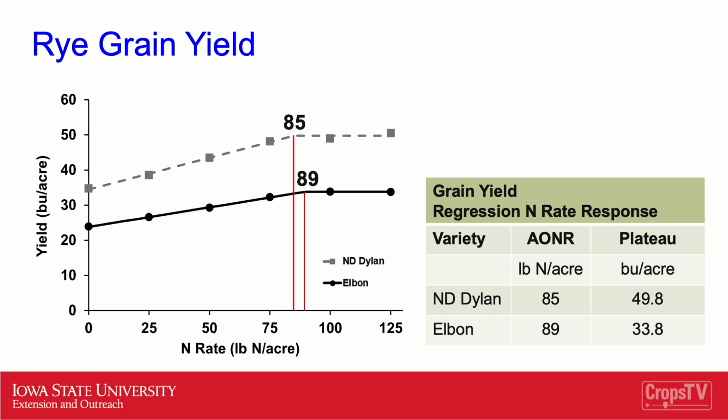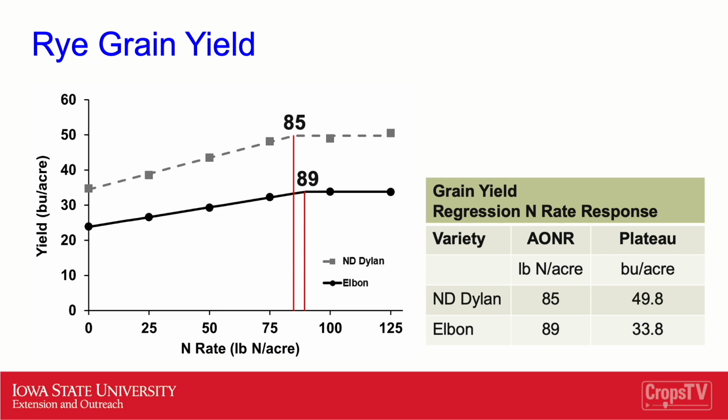The agronomic optimum N rate for both of the varieties was in that 85 to 89 pounds of N per acre, so quite similar. We do see this happening in corn, where the nitrogen rate does not tie directly to the yield level, and it's happening again here with the rye seed production, where there was a major difference in the yield levels, but the optimal N rate was quite similar. If you've noticed on these graphs, the N response is pretty linear, and then it reaches a plateau, and we see that also here with the yield.